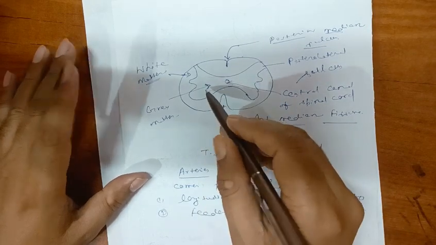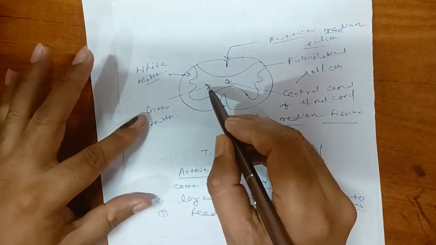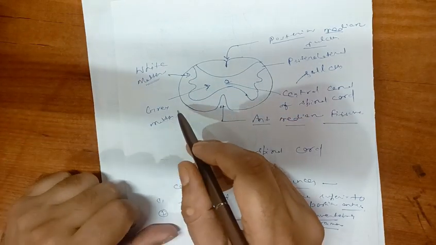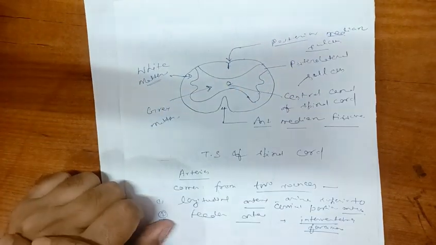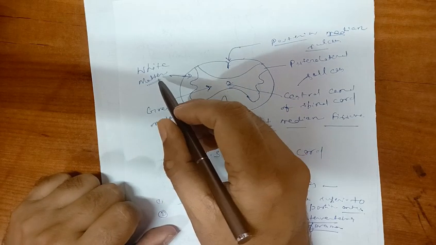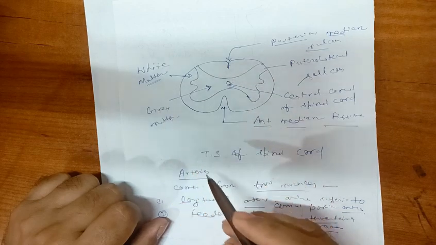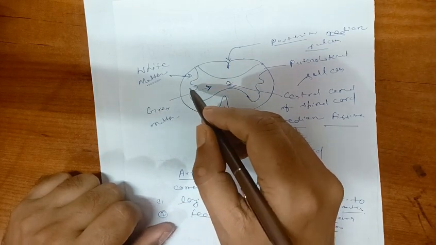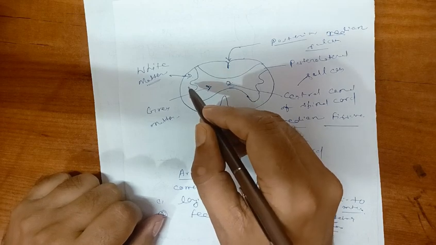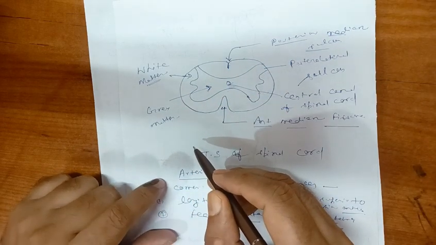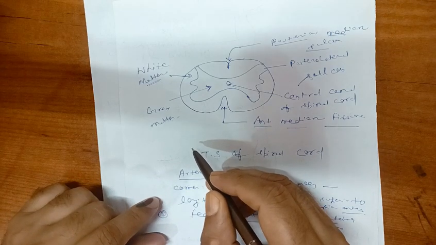In the transverse section, in the center there is the gray matter and in the periphery there is the white matter. The gray matter is made up of cell bodies, and the white matter is made up of cell processes, that is, axons. In the white matter, the axons form large bundles or tracts that ascend or descend from the spinal cord towards the brain, or from the brain to the spinal cord.